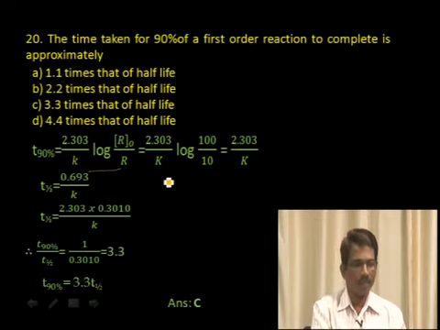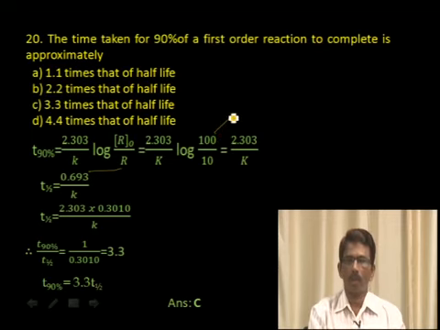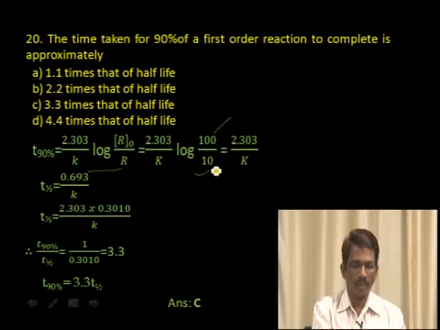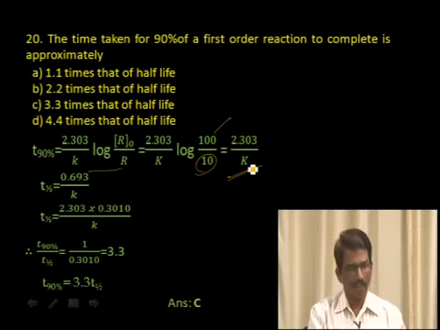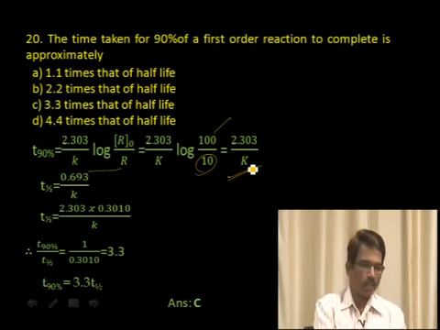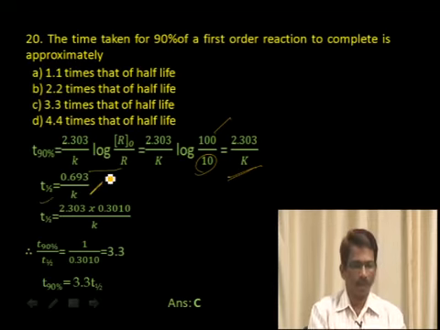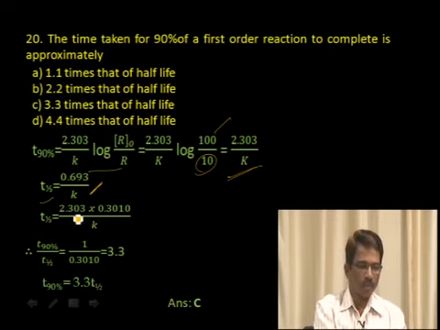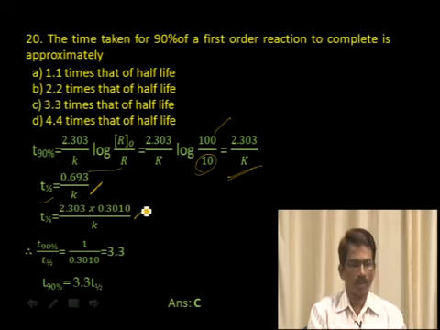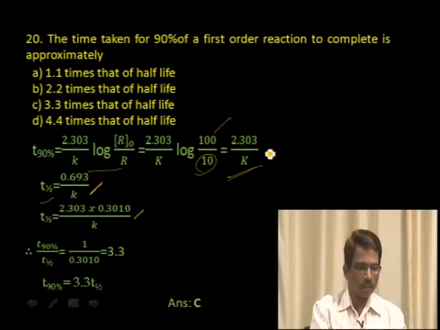For 90% completion of the reaction, if I substitute the value of R naught as 100, R becomes 100 minus 90, which is equal to 10. Log 100 by 10 is log 10, that is equal to 1, and therefore T 90% is equal to 2.303 by K. And we all know the expression for T half of a first order reaction is given by 0.693 by K. 0.693 can be written as 2.303 into 0.3010 by K.